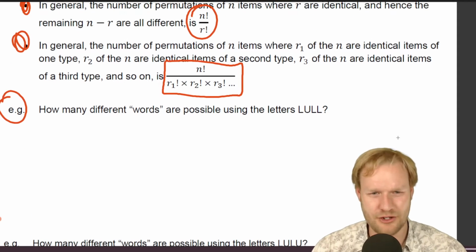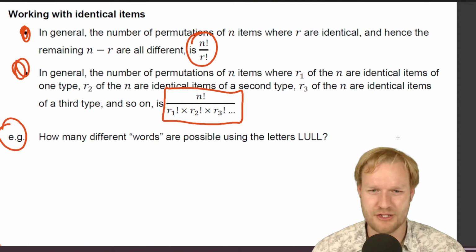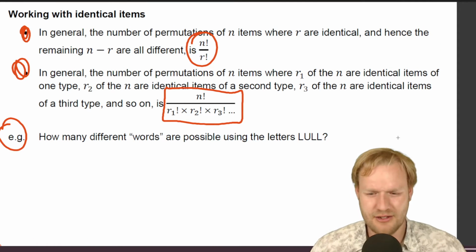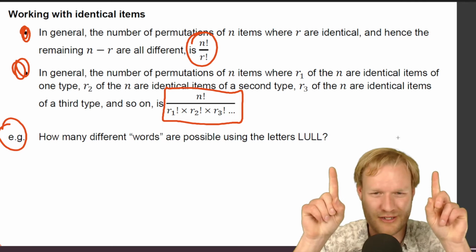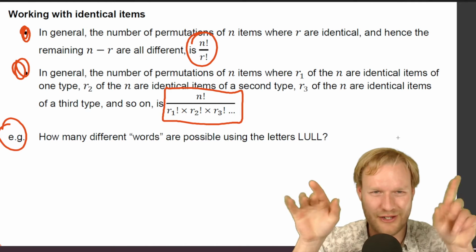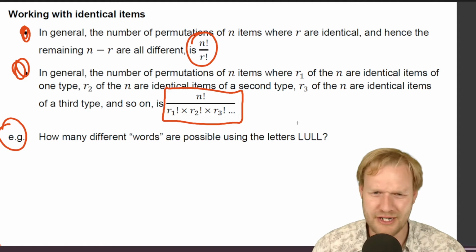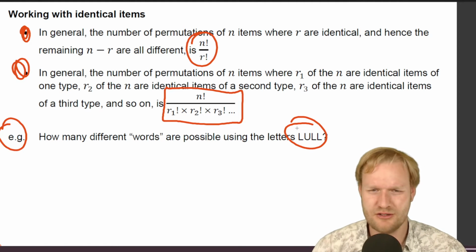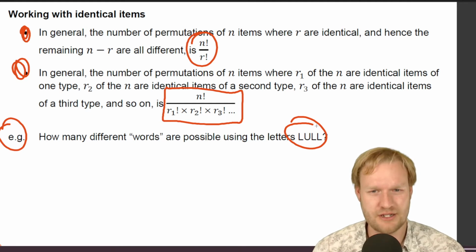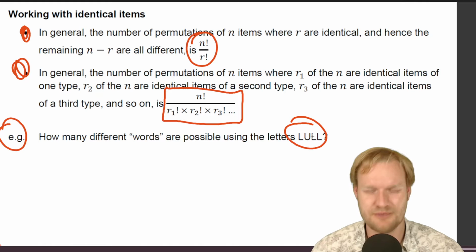How many different words are possible using the letters L-U-L-L? It says words because they might not be words that are in the dictionary, but they're still considered words. You don't need any formulae for this. Just write down how many different words are possible using those 4 letters where the L is repeated like that.